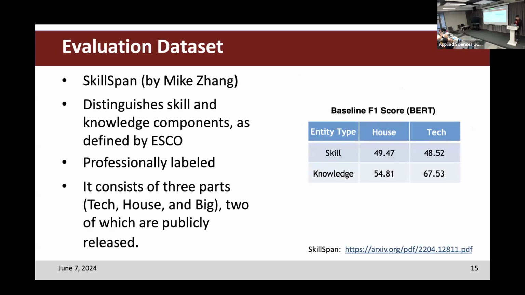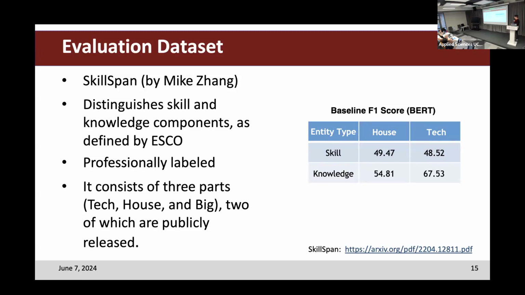The data set is called SkillSpan. It distinguishes skills and knowledge components as defined by ASCO. It is labeled by a team of several people, and it used the definitions given by ASCO for this labeling. It's important, and I want to stop here, that it consists of 3 parts: tech, house, and big, 2 of which are publicly released. So we couldn't use the big part in our experiments. We had to use only 2 parts.